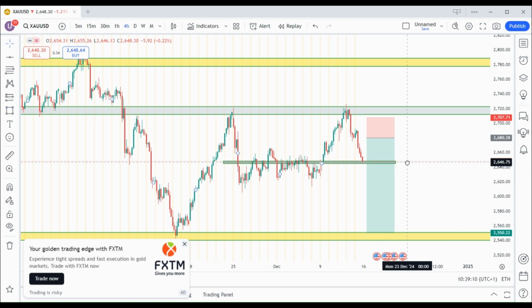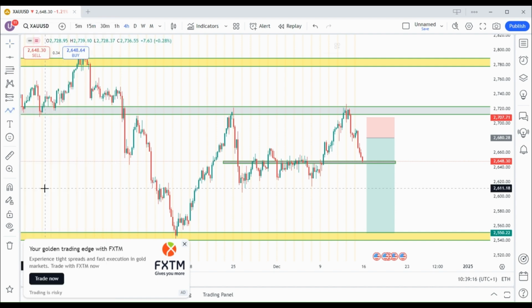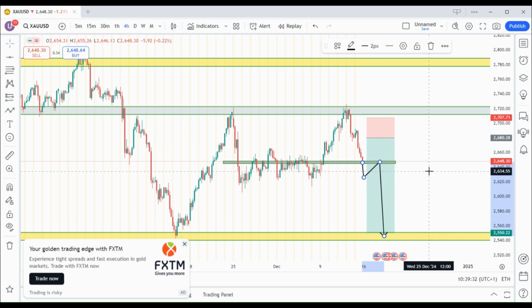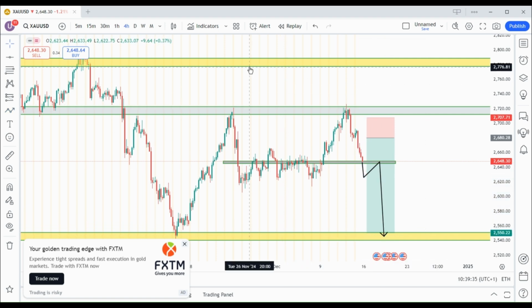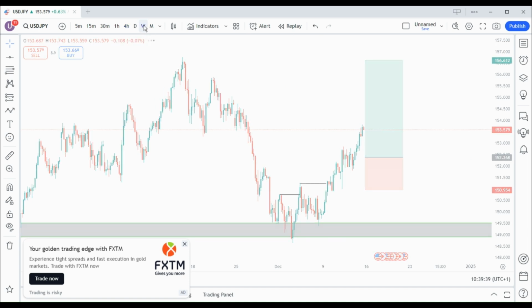So if price fails to go back to this zone, we'll wait for another opportunity. Let price create this for us. Let it break below this zone and come back here for a retest, or possibly go back here for a retest. But we'll see a price action before we sell. Then we'll sell down to this zone. That will be our entry on gold XAUUSD.